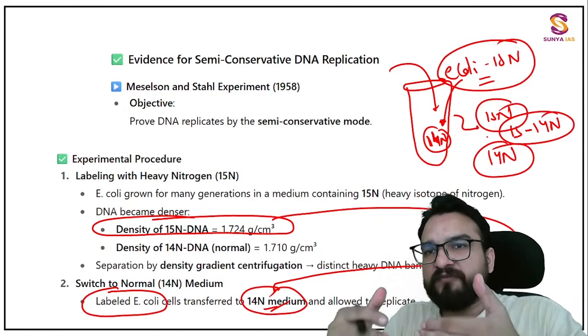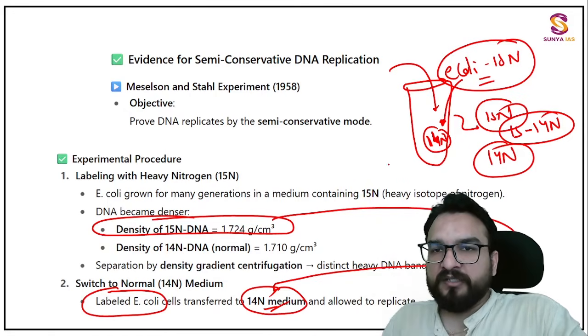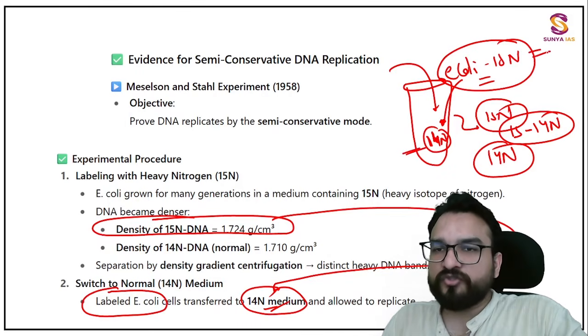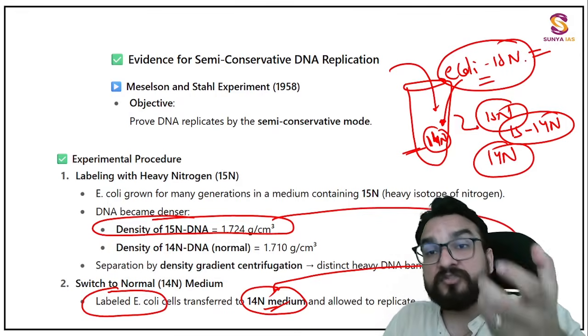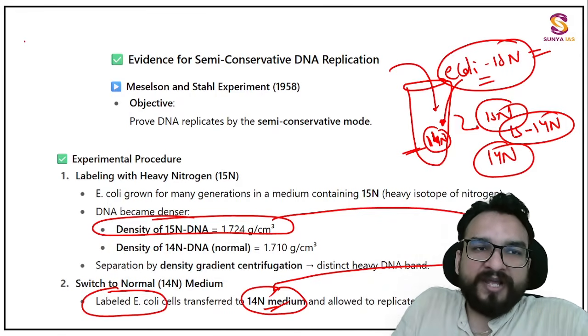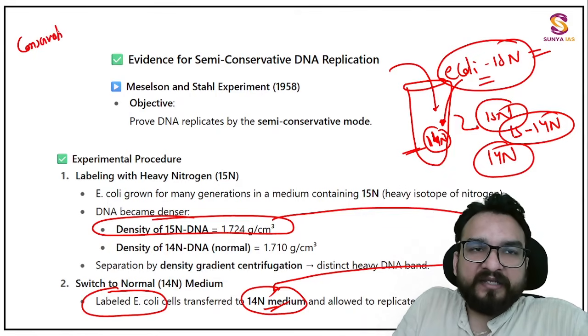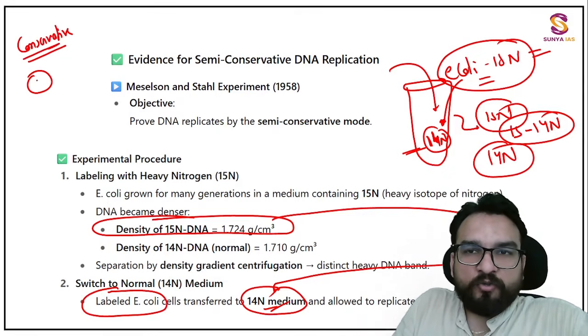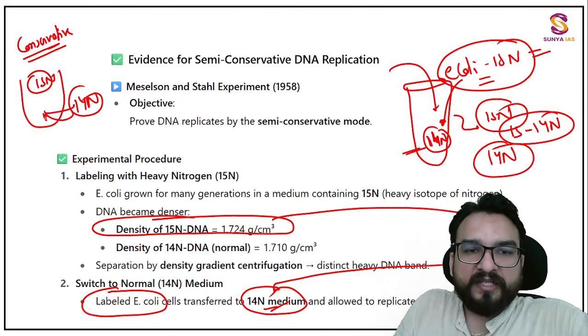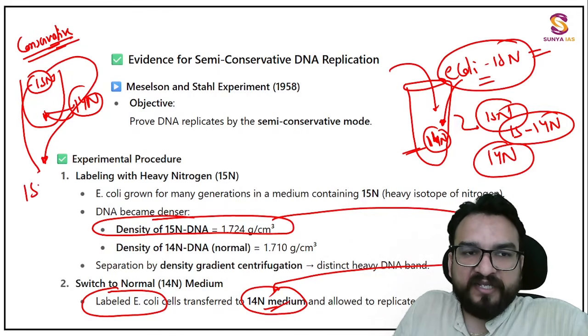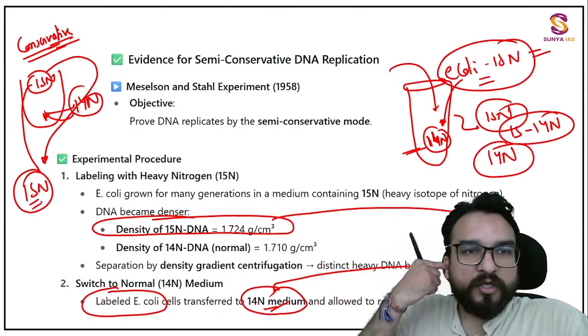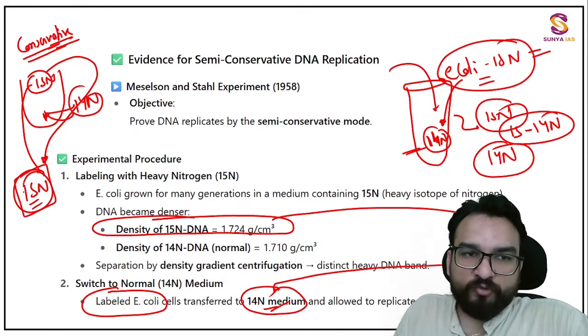This is what is going to happen when E. coli will be replicating. 14N should also be seen, 15N should also be seen. What will be the result of this? As per the conservative model, E. coli is having 15 nitrogen, but you are providing a 14N medium over here. As per the conservative model, this 15N should give only 15N heavy isotope DNA. E. coli should replicate and should have only 15N.